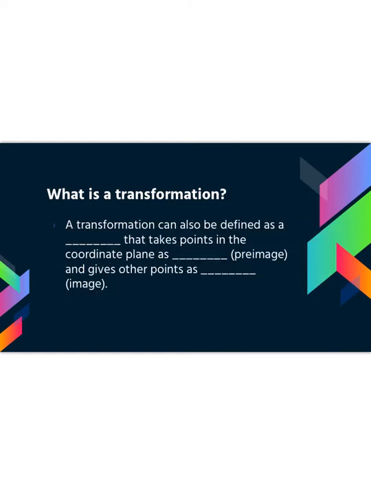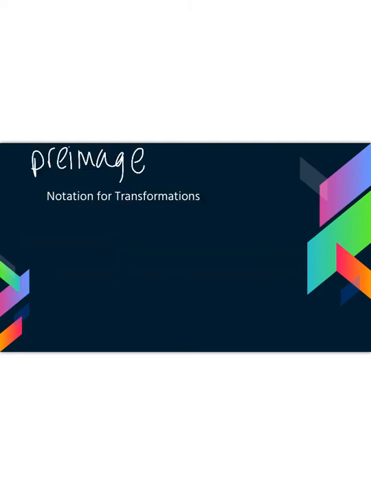A transformation can also be defined as a function that takes points in the coordinate plane as inputs and gives other points as outputs. The points put in as the input would be represented from the pre-image, and then the outputs are the coordinates from the image. When performing a geometric transformation, you start with a pre-image, and then some type of transformation is applied, and it results in the image.